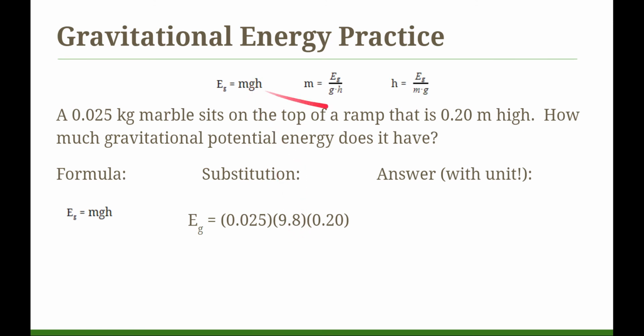And then H is the height. We get that 0.20 meters. Meters lets us know it is a height. So we multiply all of these together. This one is a pretty small answer, but it's 0.049 joules.